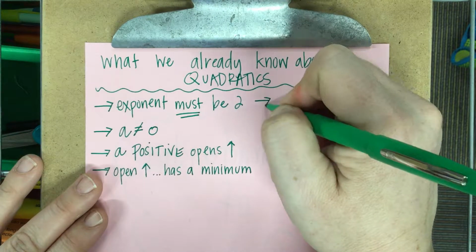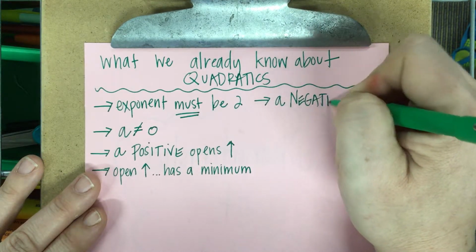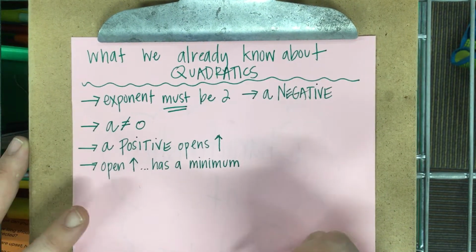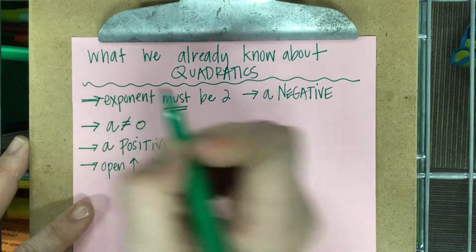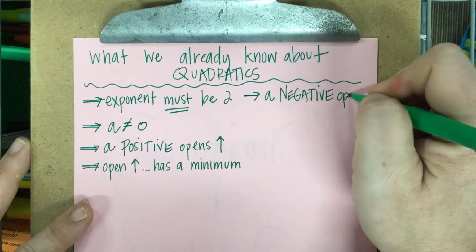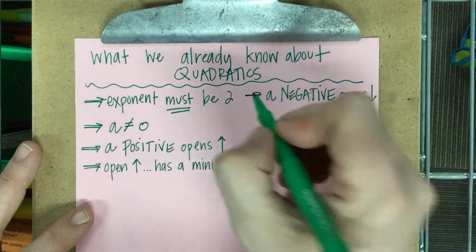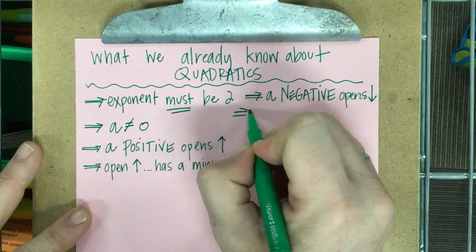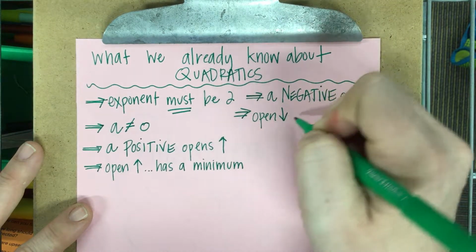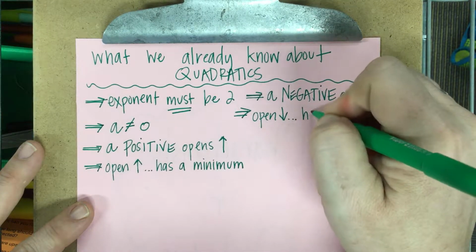We know that if a is negative, what? If a is negative, what do we know? It opens down. We know if it opens down, what do we know? It has a maximum. It has a top.